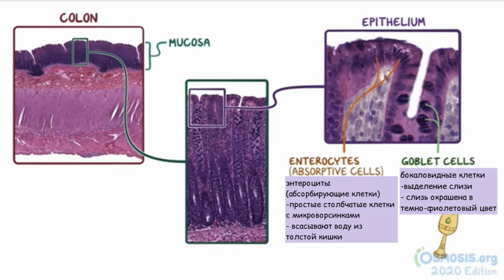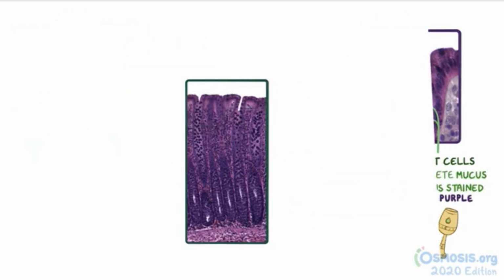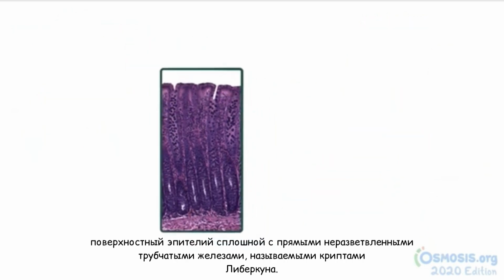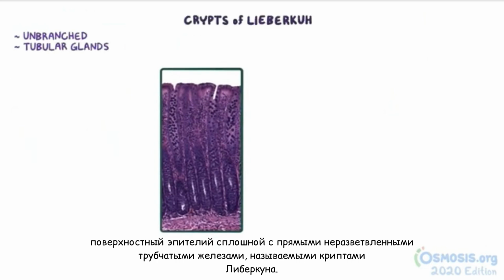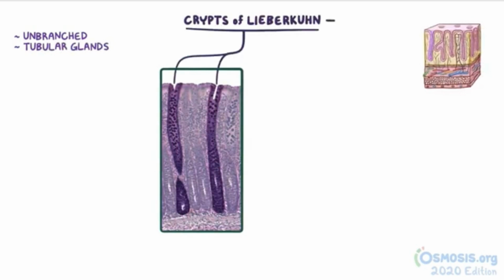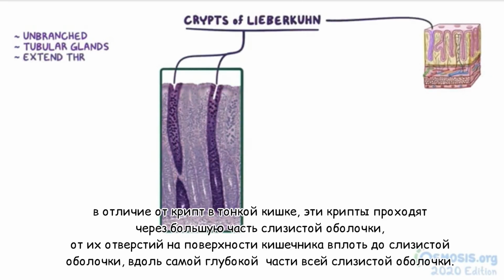Although the cells aren't clearly seen in this image, the mucus they produce is easily seen as the globular structures that are stained dark purple from the hematoxylin and eosin stain. The surface epithelium is continuous with straight, unbranched, tubular glands called the crypts of Lieberkühn. Unlike the crypts in the small intestine, these crypts extend through the majority of the mucosa, from their openings at the intestinal surface all the way to the muscularis mucosa along the deepest portion of the overall mucosa.